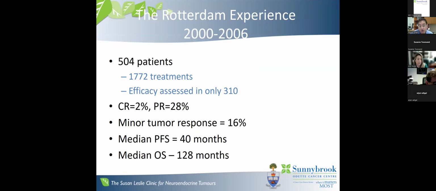So as I mentioned, they only looked at efficacy of 310 patients. They showed a 2% complete response retrospectively and a partial response of 28%. They defined something that we commonly don't use in oncology called a minor tumor response, which was somewhere between 10 and 25% response, but they also quantified that at 16%. And again, in this very heterogeneous population, the median PFS was 40 months and the median overall survival was 128 months.